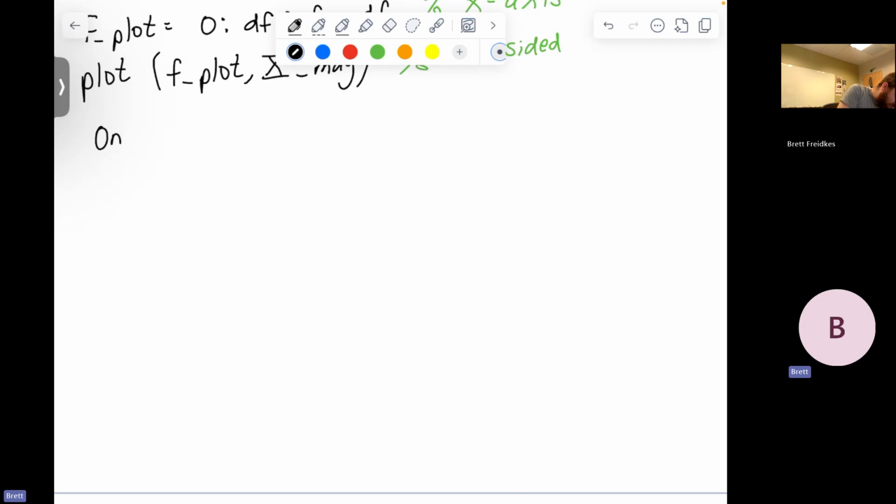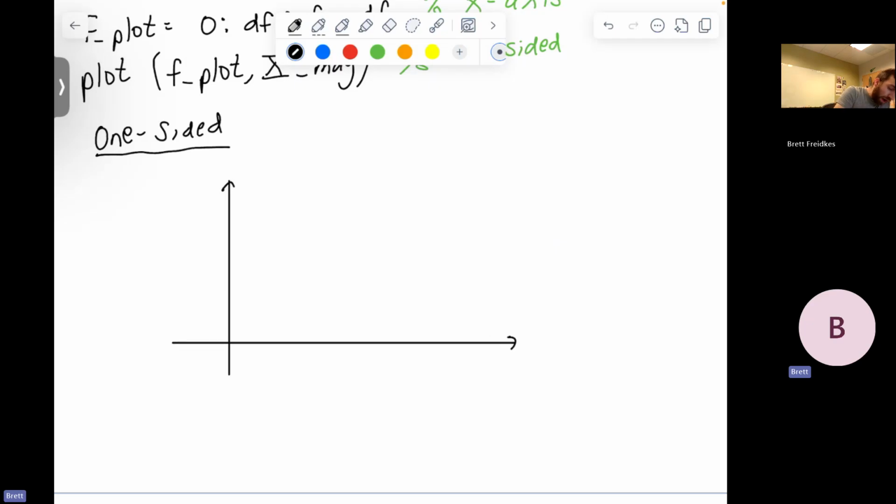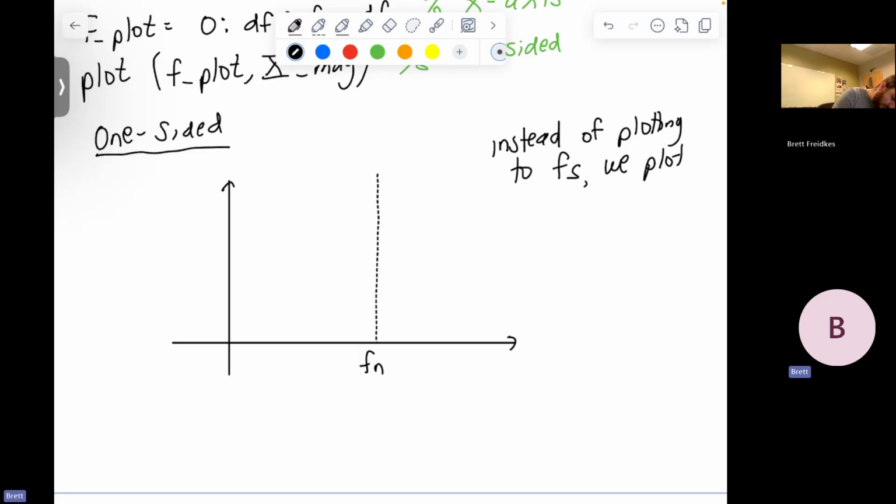Now for the one-sided spectrum, what that means is we want to take our negative frequency and account for it without including that in our plot. So essentially what we would rather do is that instead of plotting to Fs, I'll be really specific: instead of plotting to that final frequency, Fs minus df, we'll plot to the Nyquist.